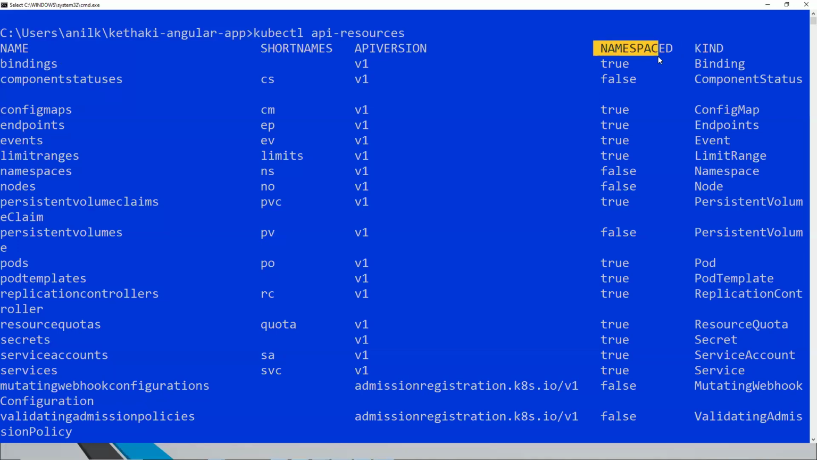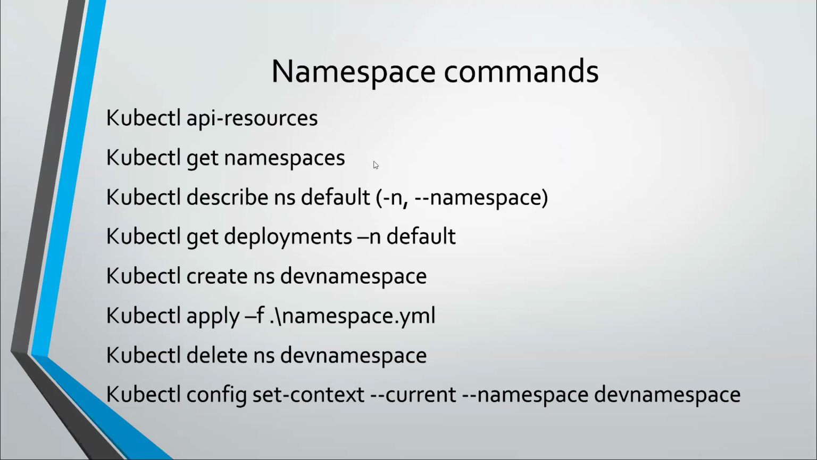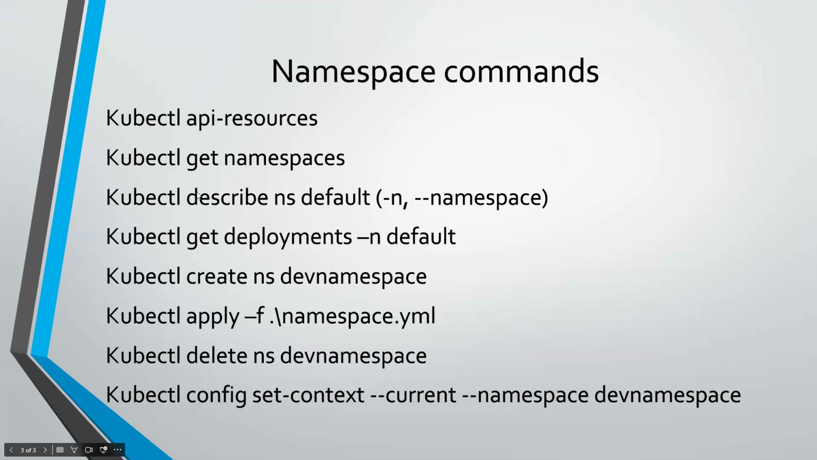What is the meaning of namespaced? When you are deploying any Kubernetes object, for example a pod, and you are mentioning the namespace, it will be under that particular namespace. It can be the default namespace or any custom namespace. So it shows all the objects and whether each is namespaced or not. If an object is deployed under a namespace, we call it a namespaced object. Then, kubectl get namespaces.